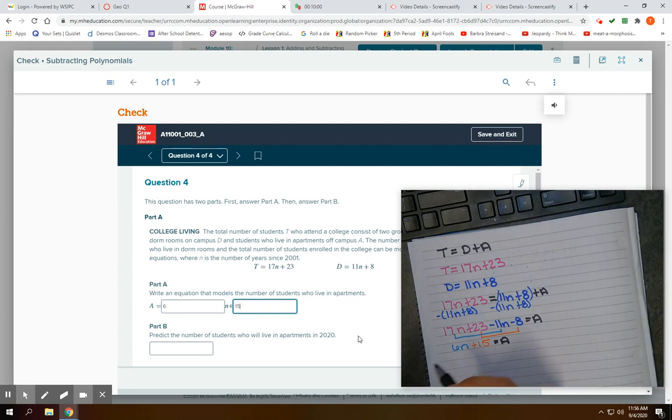So it's going to become 6 times 19 plus 15 equals A. And 6 times 19 is 114 plus 15 is 129. Questions on that?